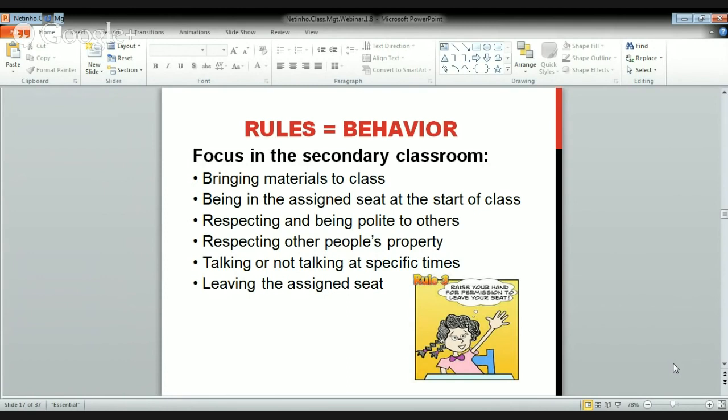Okay, again, this is more rules is behavior and the focus in the secondary classroom. Little different. In the secondary classroom, you're focusing more on bringing materials to class, being in the assigned seat at the start of class, respecting and being polite to others, respecting other people's property, talking or not talking, and remember that's a big one for many secondary students, is that excessive talking, and then leaving the assigned seat. So let's take a look at possible secondary rules. Next, please.